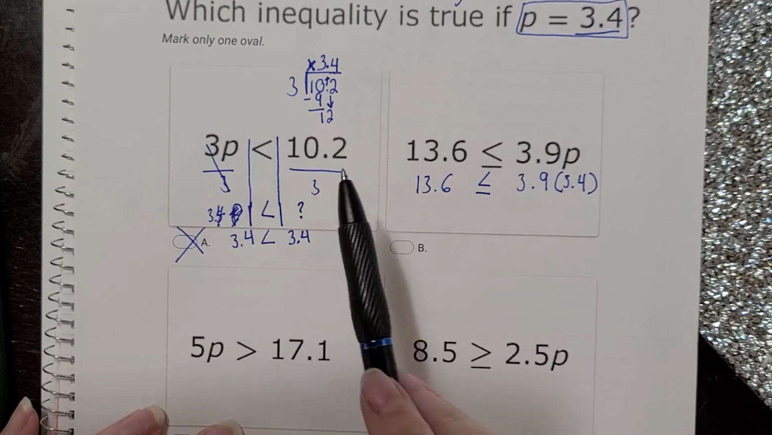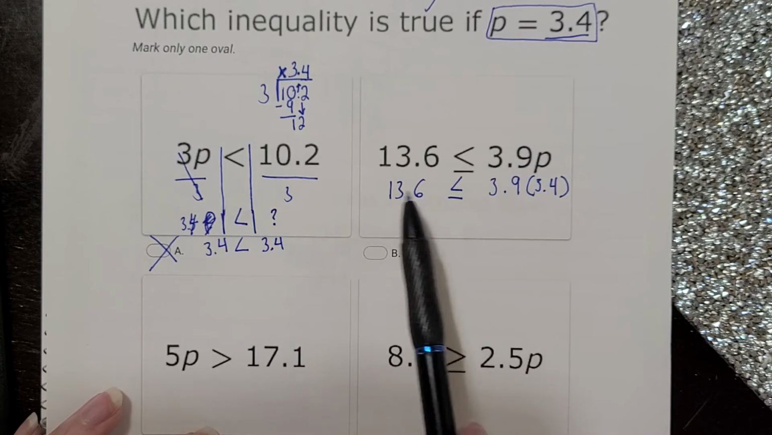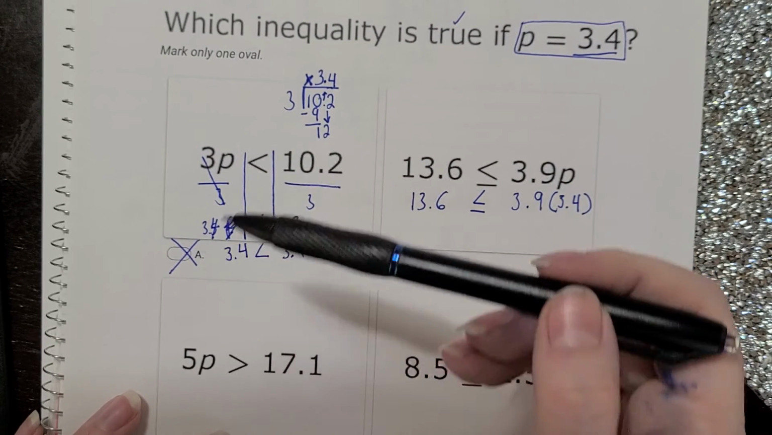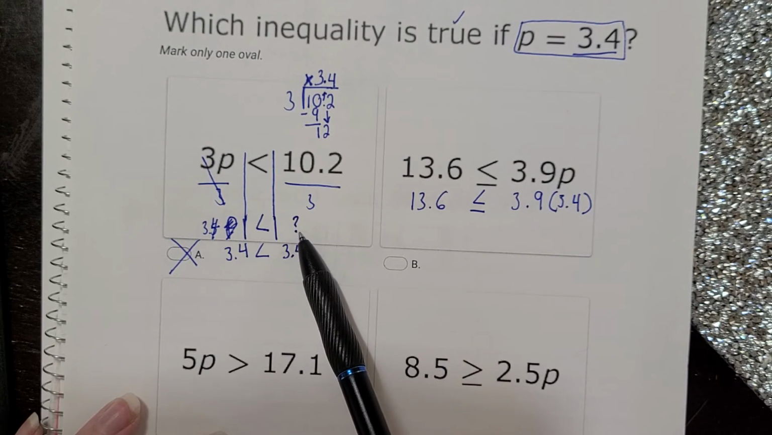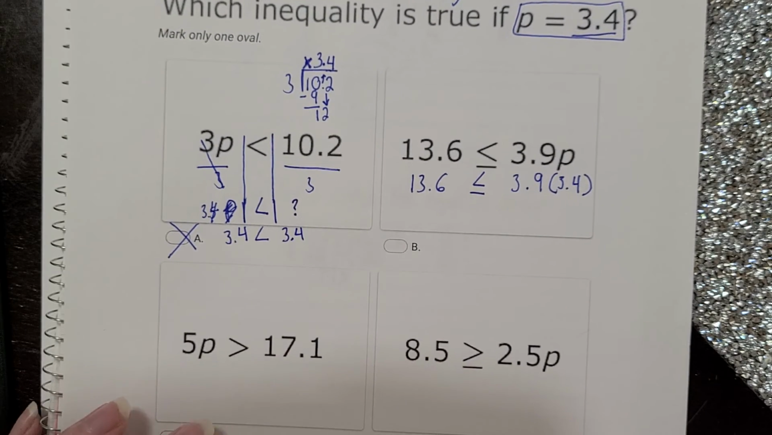Okay? You choose the method that you prefer. You can either just plug it in and solve and leave your sides the same and see if it still is true. Or you can use your one step, get your p alone, solve, and just plug in 3.4 on your variable side and see if the statement is still true.